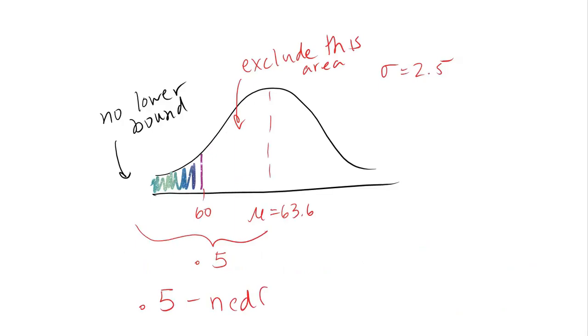So normal CDF of 60, 63.6, 63.6 again. It's in there that first time because it's the upper bound of the area that I'm subtracting away, and it's in there the second time because the mean always goes in the third spot, and then 2.5 for the standard deviation. Now we run this in the calculator.